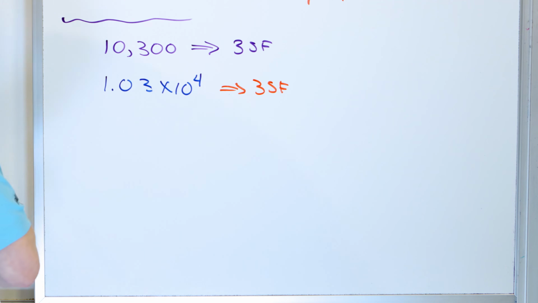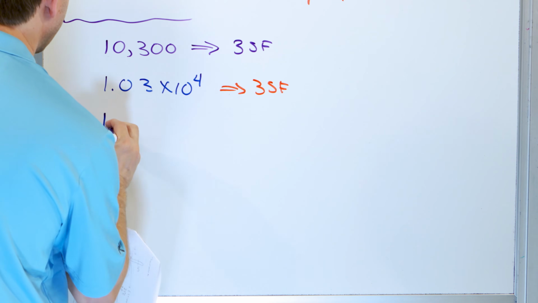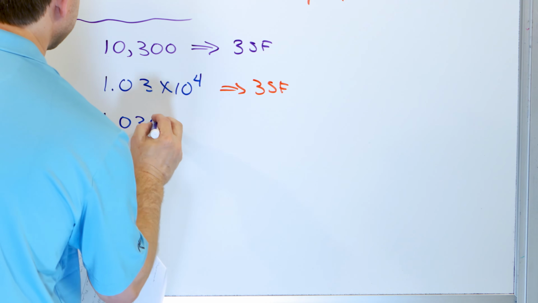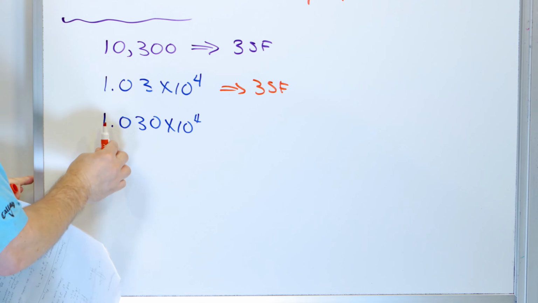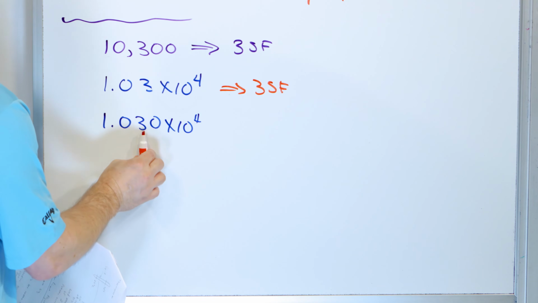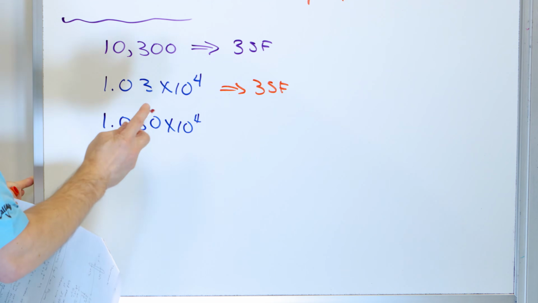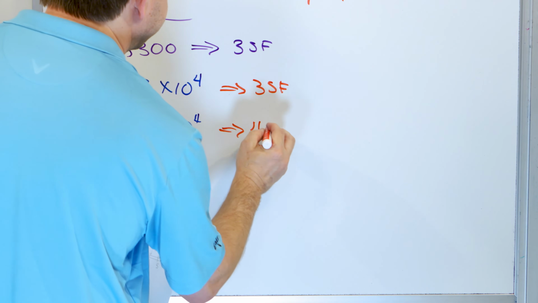But I could also say, what if I say 1.030 times 10 to the 4? How many significant figures is this one? 1, 2, because it's sandwiched, 3, and then this one's a trailing 0 with a decimal, so there's actually 4 significant figures here.